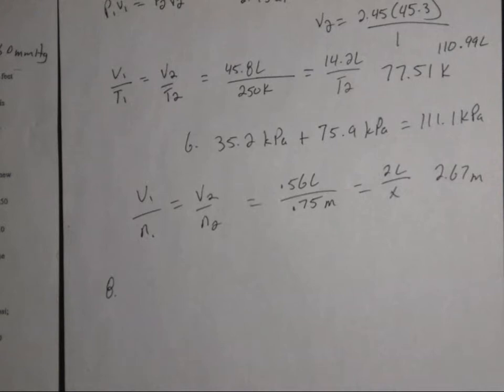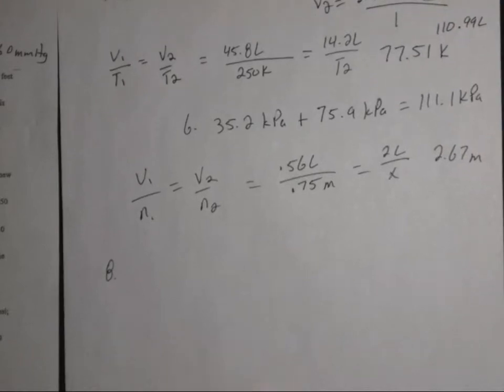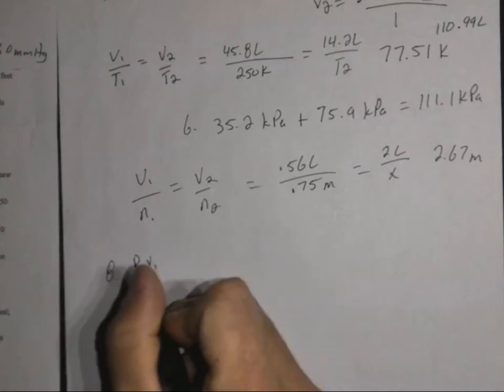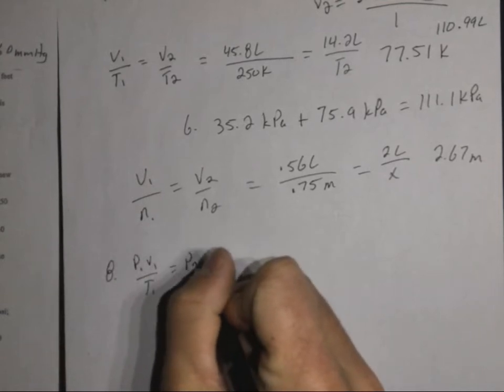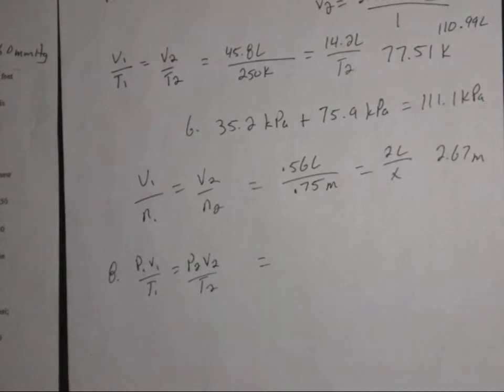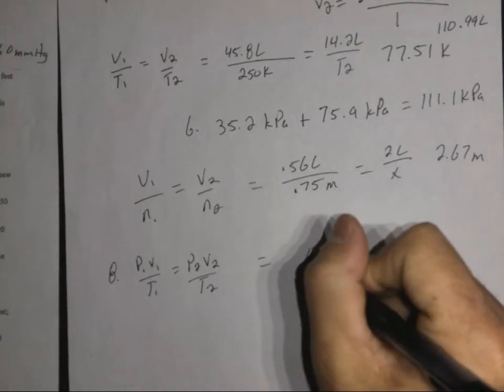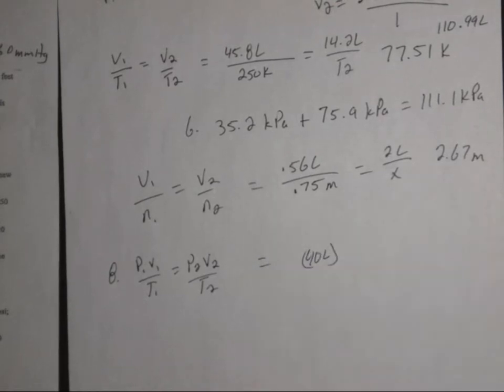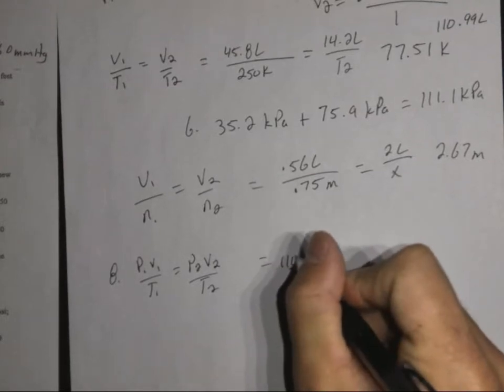If a gas occupies 40 liters at 25 degrees C and 110 kilopascals, what will the pressure be when the volume is 250 liters at 50 degrees C? So this is the combined gas law because we have pressure, volume, and temperature. P1 V1 over T1 equals P2 V2 over T2. Let's plug in our numbers. We've got 40 liters, which is our volume 1. Our pressure is 110.